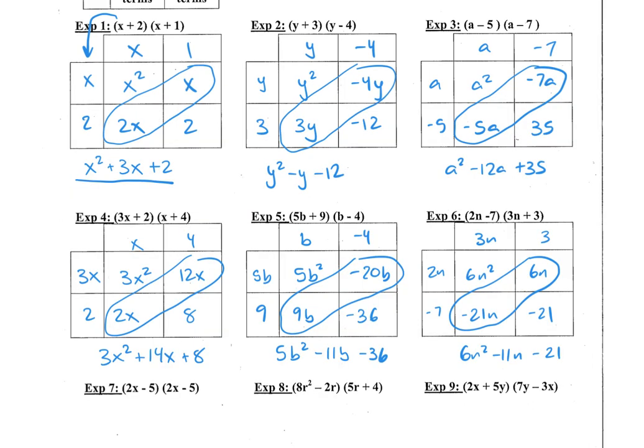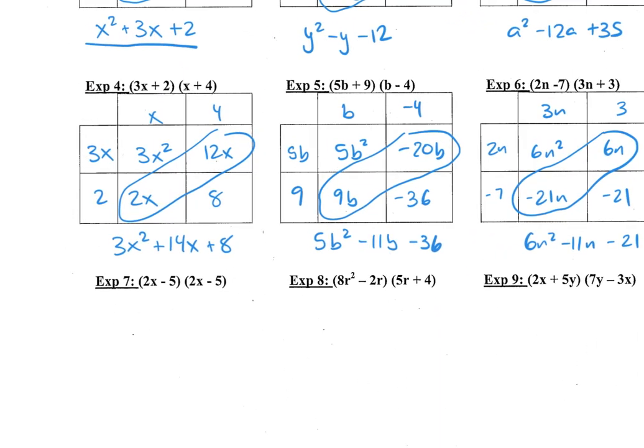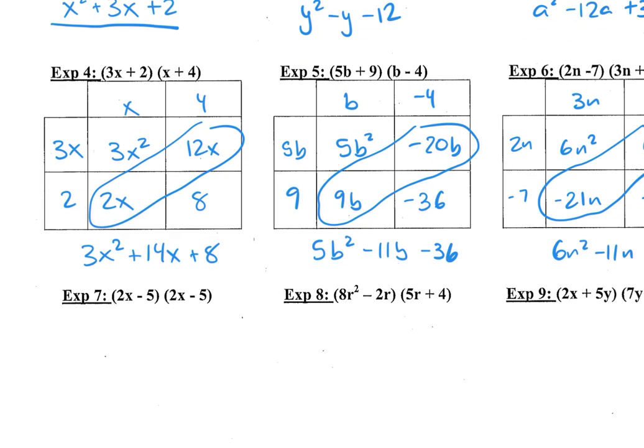And here are your answers. Make sure you have paid attention to all of your signs and make sure you've combined like terms as you came out of the box. All right, now we're going to move on to these bottom 2 or bottom 3. I'm only going to do number 7 with you, and then you're going to do 8 and 9 on your own.